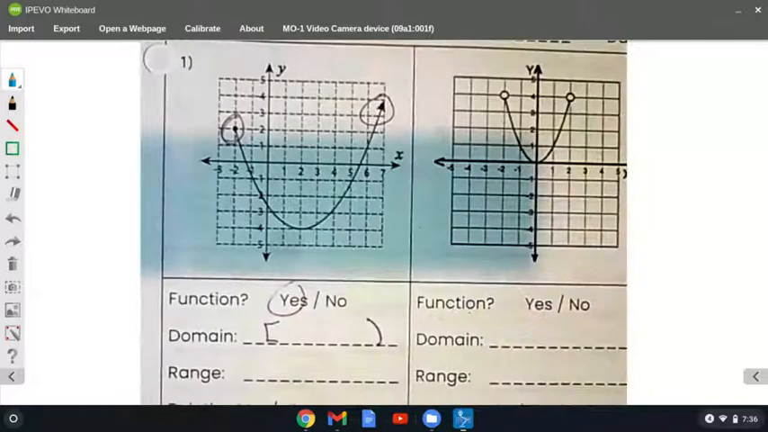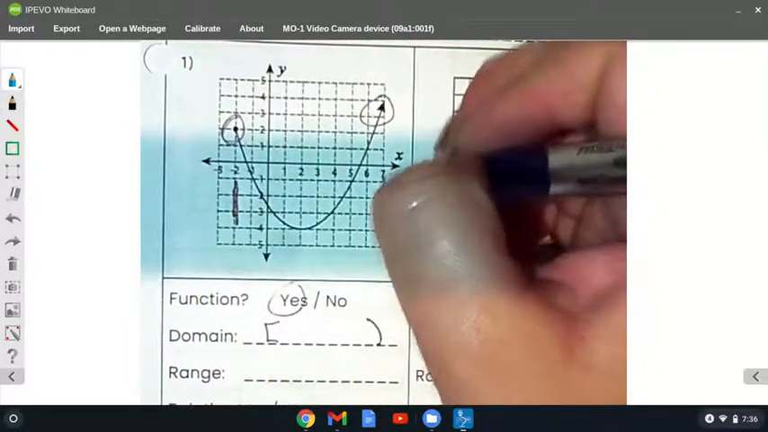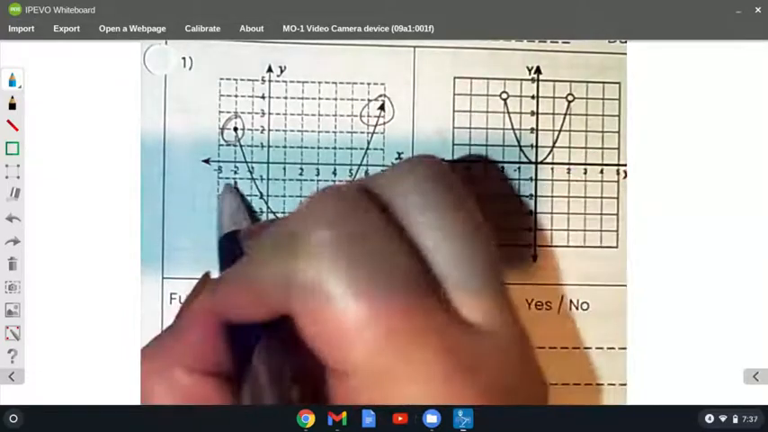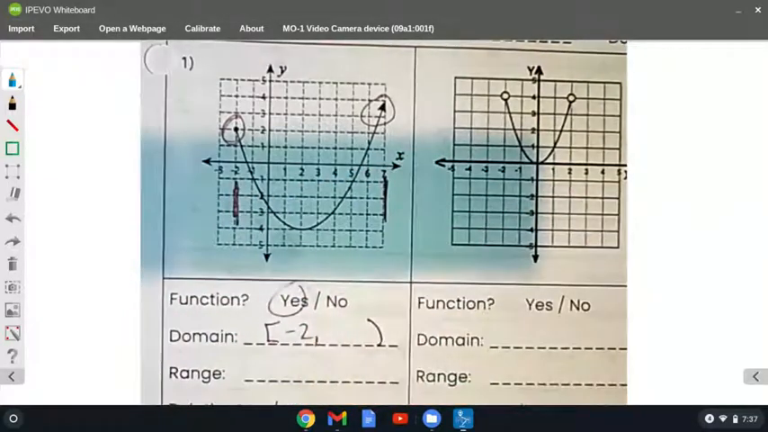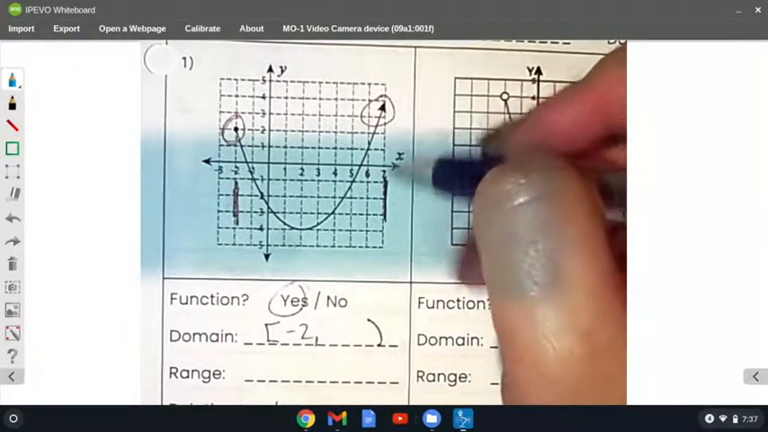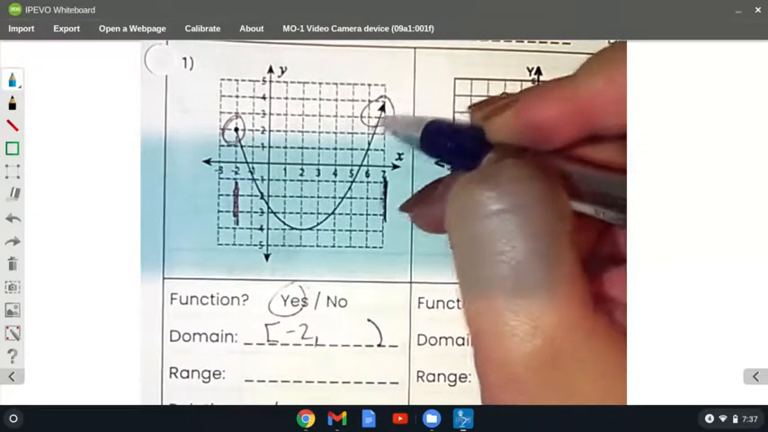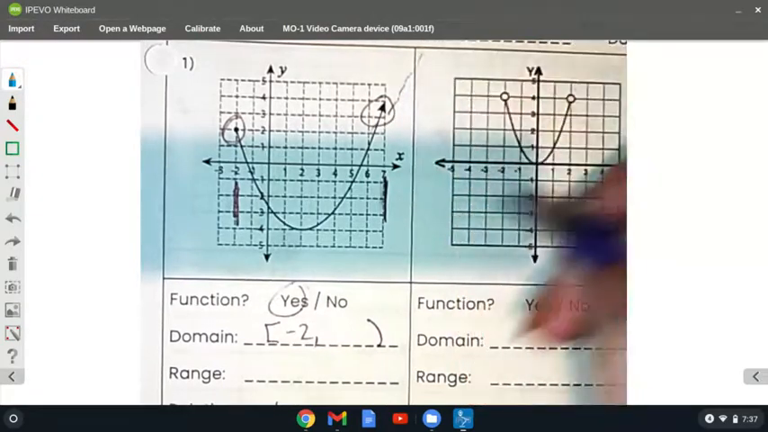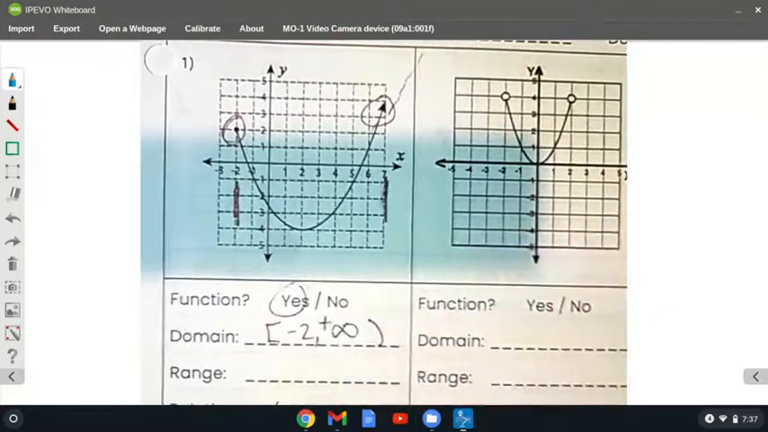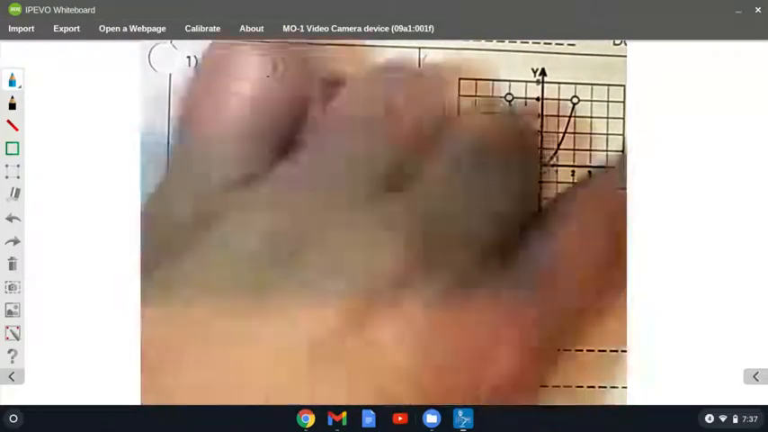The domain is our x values, so I want to look at my x-axis. It's going from here to here. So it starts at -2, and it goes on actually infinitely. It doesn't stop at 7 because this arrow just keeps that line going and going and going. So I would put positive infinity because it's going in the positive direction.